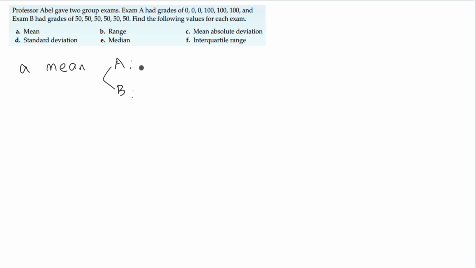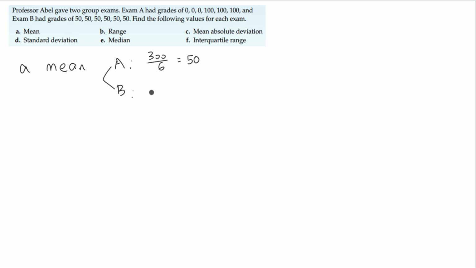You find the sum and divide it by the number of items, right? So we have 0 plus 0 plus 0 plus 100 plus 100 plus 100, which is 300. Divided by, we have 6 exams, so divided by 6 is 50. So mean is 50. How about in exam B?